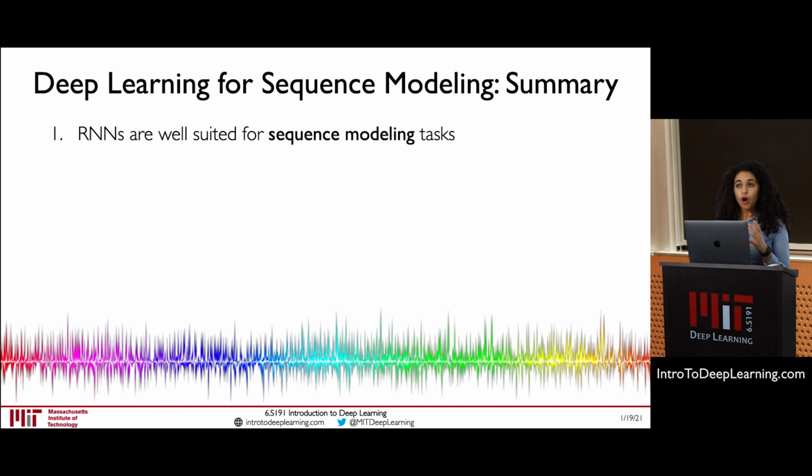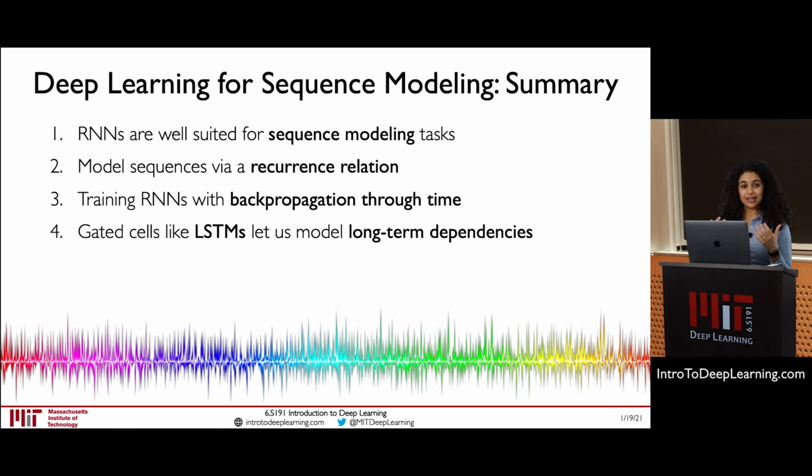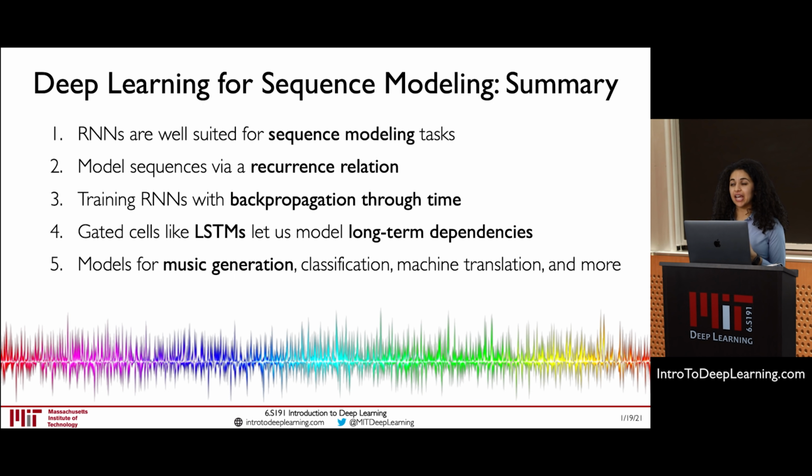All right. So hopefully over the course of this lecture, you've gotten a sense of how recurrent neural networks work and why they're so powerful for processing sequential data. We saw how we can model sequences via this defined recurrence relation and how we could train them using the backpropagation through time algorithm. We then explored a bit about how gated cells like LSTMs could help us model long-term dependencies in data, and also discussed applications of RNNs to music generation, machine translation, and beyond.